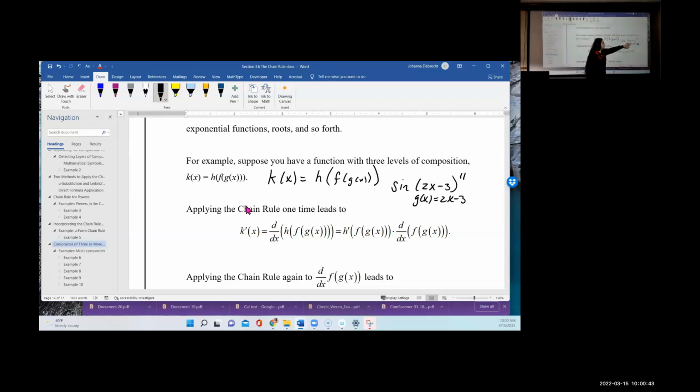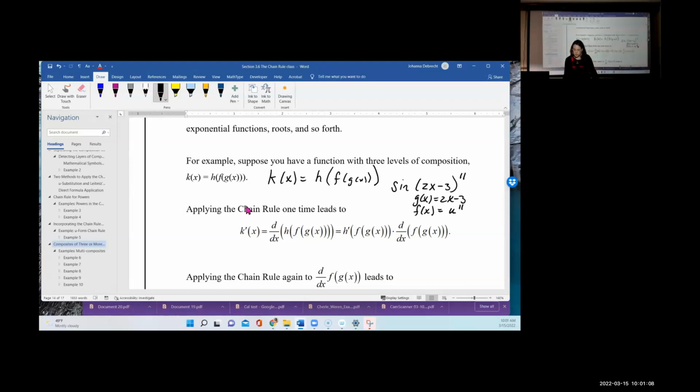Would I raise it to the 11th or take the sine of it? What would happen next in the order of operations? Raise it to the 11th. Yes, Michael's correct. We would raise it to the 11th power. And because I would do that next, that means the next layer, or f of x, is equal to u to the 11th power. And then the last thing I would do would be to take the sine of it.